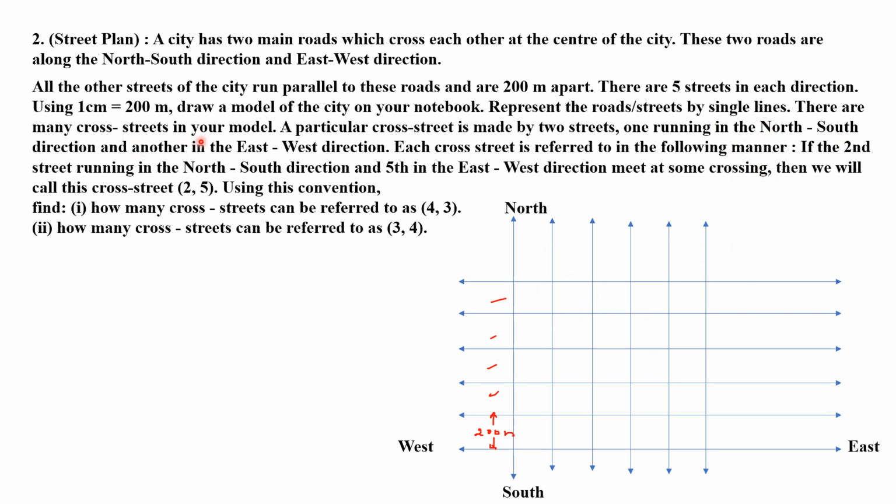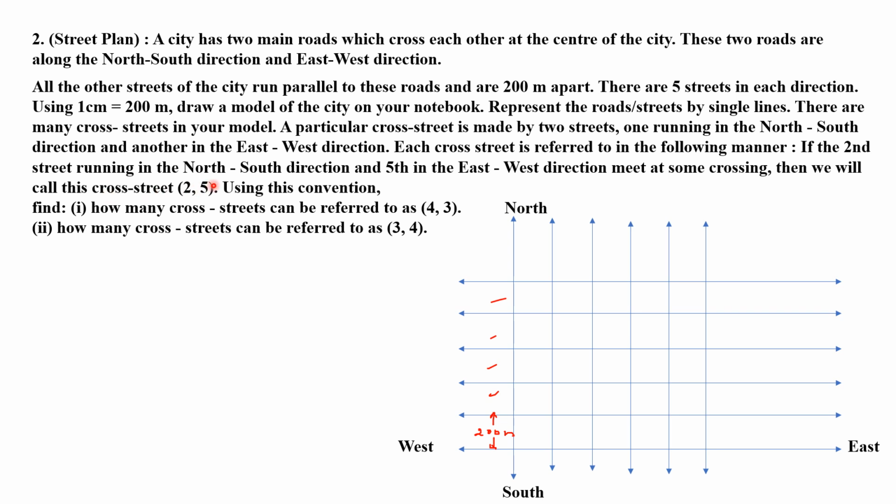Now there are many cross streets in your model. You can see many places the streets are crossing each other, isn't it? A particular cross street is made by two streets, one running in the north-south and one in the east-west direction. So if you take this point, one is in the east-west direction, one is the north-south direction. Now each cross street is referred in the following manner. One example is given of how you have to give the location of the cross street.